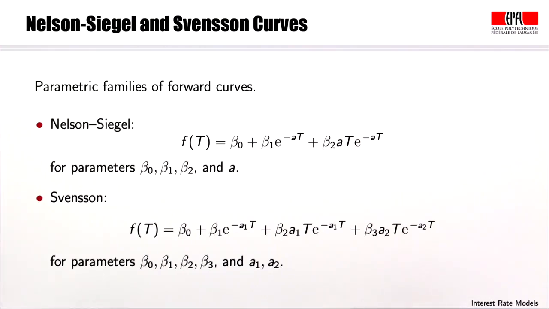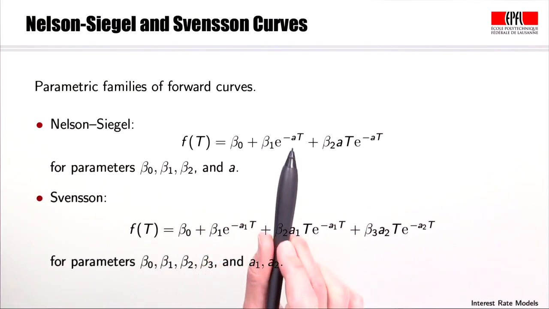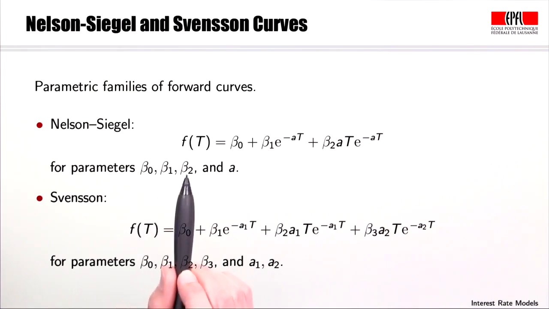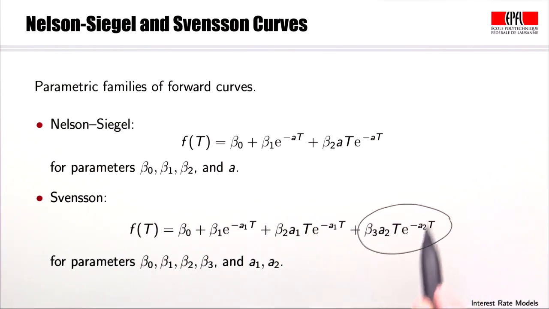The simple smoothing methods consist of given parametric families of forward curves. The two major examples are the Nelson-Siegel and the Svensson curves. We see that the Nelson-Siegel curves are forward curves of polynomial exponential type with 4 parameters: beta naught, beta 1, beta 2, and a, where a is a shape parameter for these exponential functions and the betas are linear loadings on these basis functions. The Svensson family extends the Nelson-Siegel family by adding two additional parameters expressed in this term and adding thus more flexibility to these curve families.